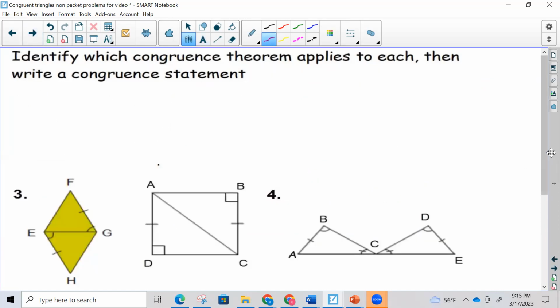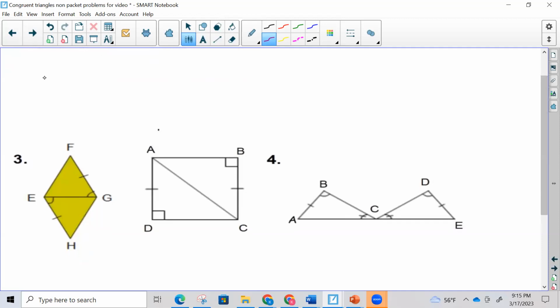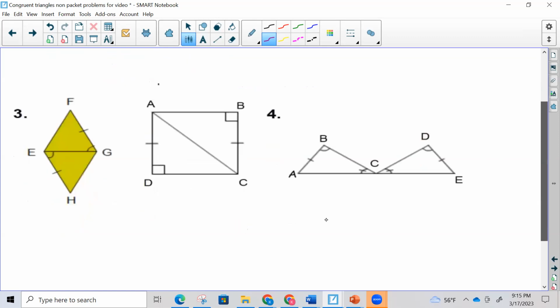Okay, so we're going to, again, look at these 3, and our theorems are angle, side, angle, side, side, side, side, angle, side, angle, angle, side, and hypotenuse leg. Those are again the 5 that work. Just remember angle, angle, angle, and side, side, angle do not work. Okay? So these are a little bit trickier.